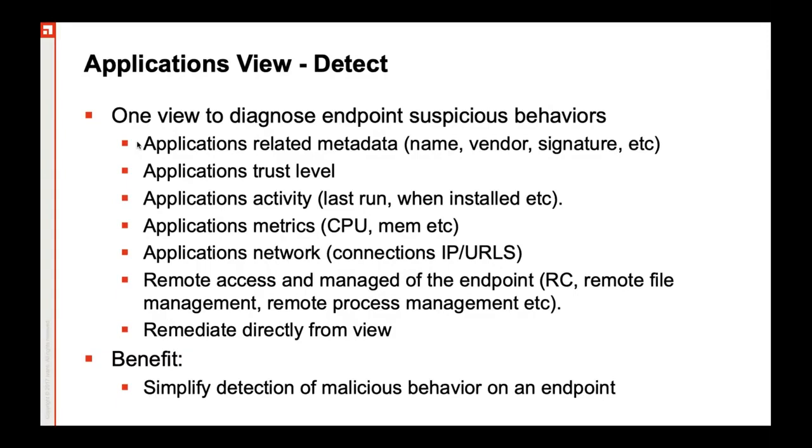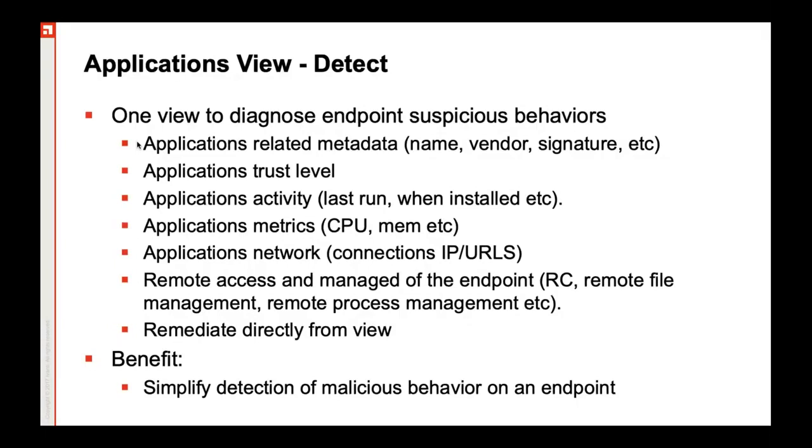Then it is going to check against the signature database. Should the signature of the application be found to be malicious, it's going to immediately block it. Then it checks the application trust level, purely on the basis of reputation. It checks the activity of an application, such as when it was last run and last installed. Then it looks at metrics such as CPU utilization and memory utilization.